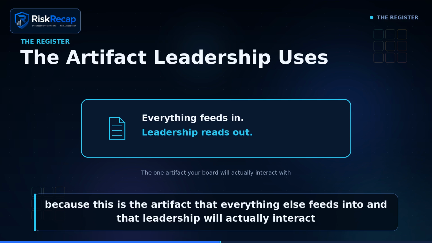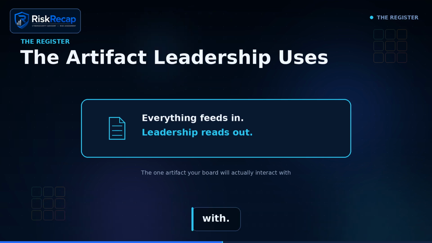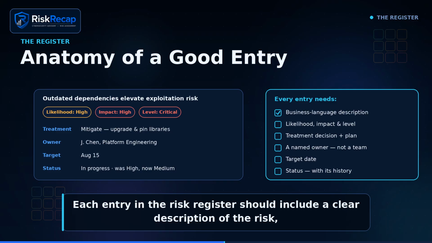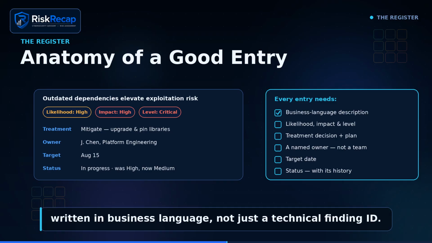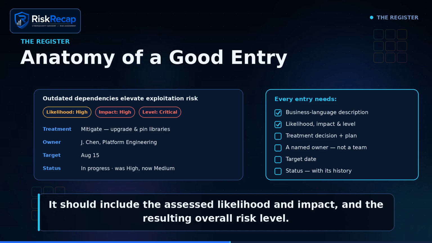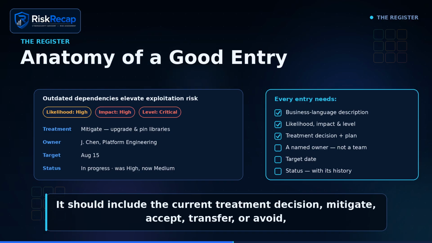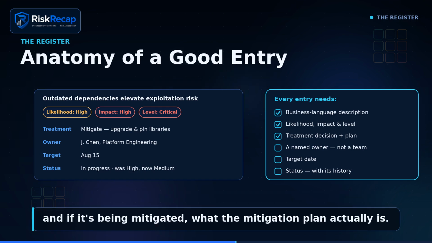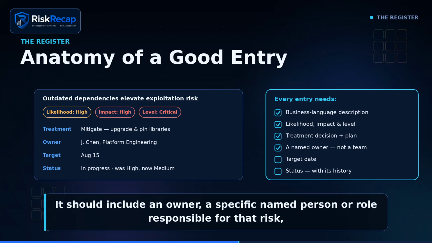Each entry in the risk register should include a clear description of the risk, written in business language, not just a technical finding, ID. It should include the assessed likelihood and impact, and the resulting overall risk level. It should include the current treatment decision, mitigate, accept, transfer, or avoid, and if it's being mitigated, what the mitigation plan actually is.